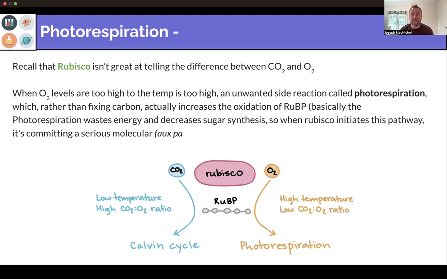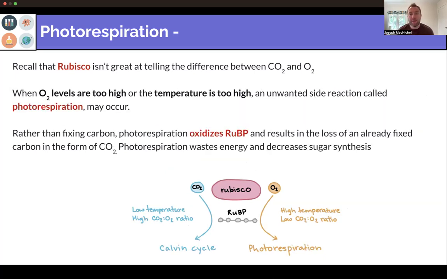add. So basically, when you have low temperatures or a high carbon dioxide to oxygen ratio, that's a good thing. We do the Calvin cycle. When temperatures are too high, or you have a low carbon dioxide to oxygen ratio, we can do this thing called photorespiration. Photorespiration is going to ultimately oxidize RuBP, kind of the opposite of what we want to do. We want to ultimately take that RuBP, add carbon dioxide to it and then reduce that into sugar so we have stored potential energy.